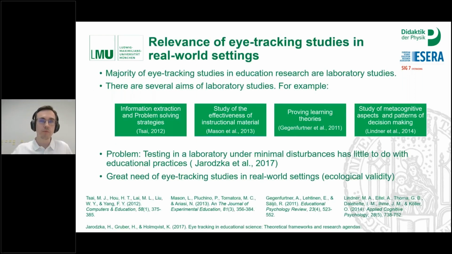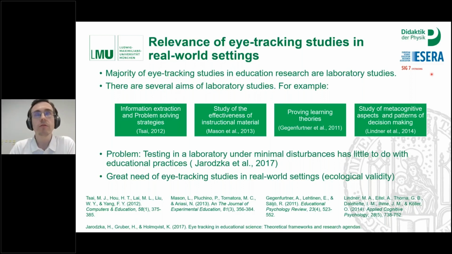Just to give you a brief idea of what has been done, a brief review. This is not only related to physics education research where I'm from, but to educational research in general. We are also discussing this quite a lot here at the special interest group at the European Science Education Research Association, which focuses on eye tracking.